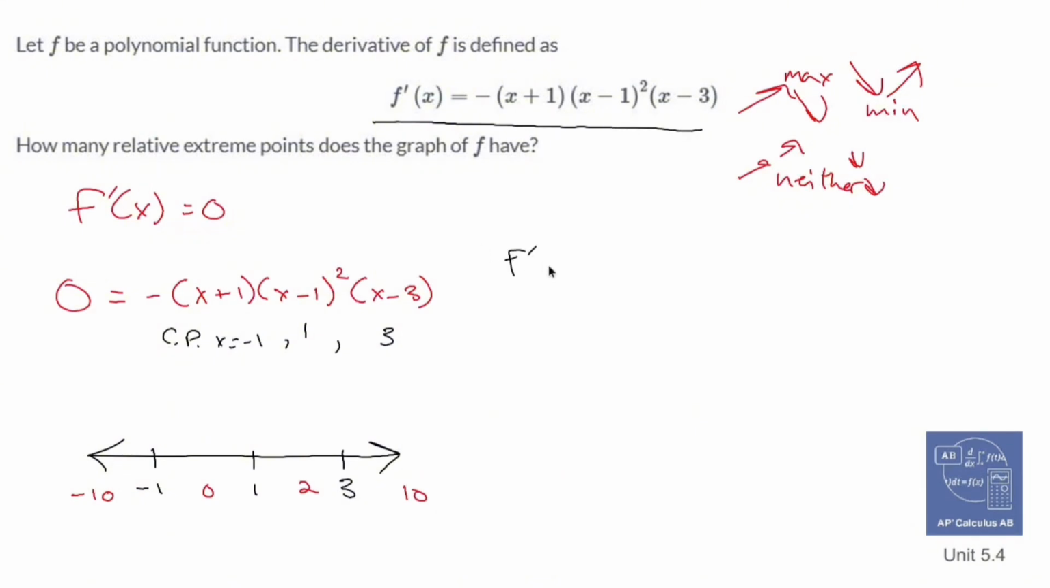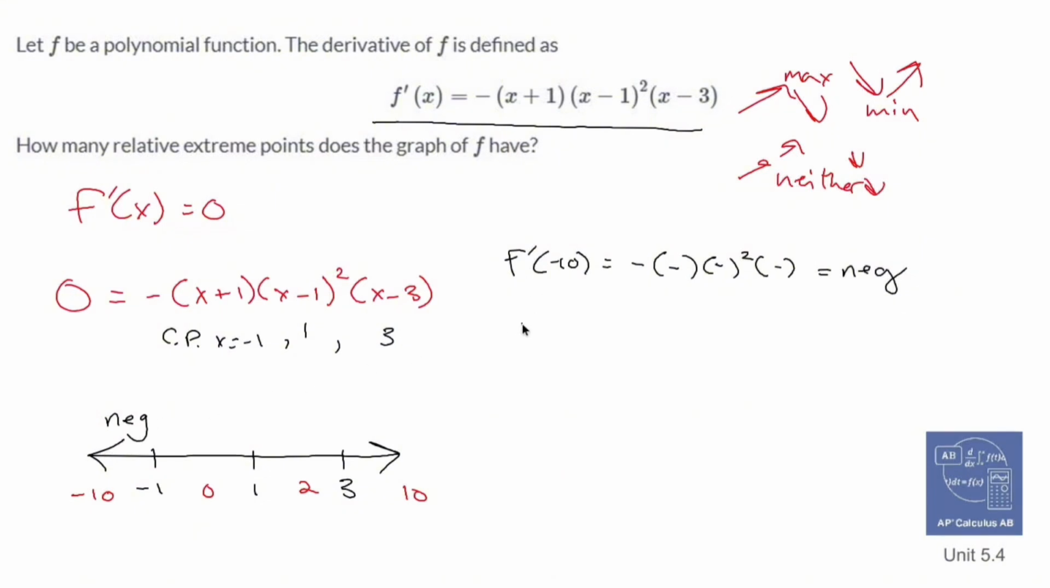So f prime of negative 10 is going to be negative. Let's be smart here. Negative 10 plus 1 is going to stay negative. Negative 10 minus 1 is going to stay negative, squared. And then negative 10 minus 3 is going to stay negative. Negative times a negative times a positive times a negative is going to stay negative. Okay, so you are negative.